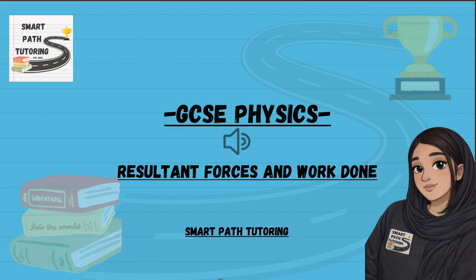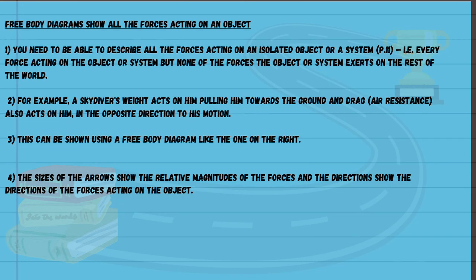Today's video is about resultant forces and work done. Free body diagrams show all the forces acting on an object. You need to be able to describe all the forces acting on an isolated object or a system, page 11. For example, every force acting on the object or system, but none of the forces the object or system exerts on the rest of the world.